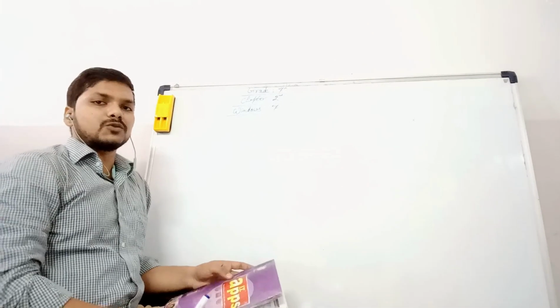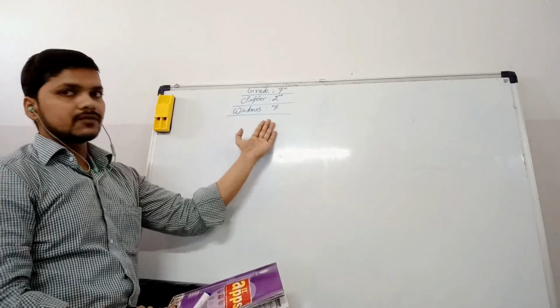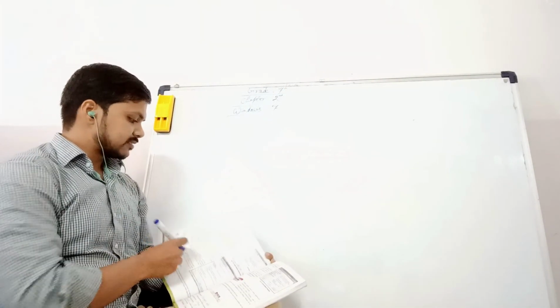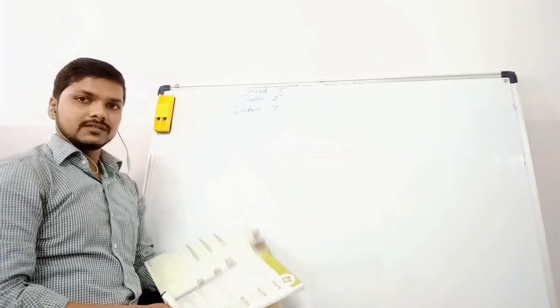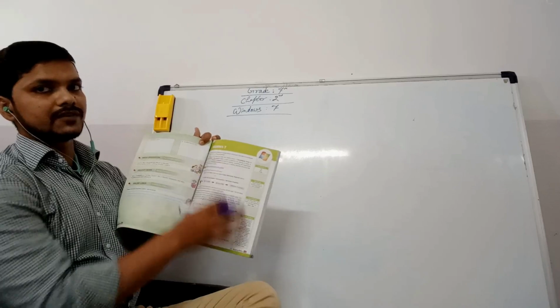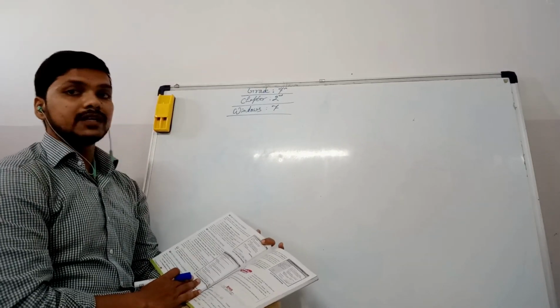Dear students, today we are going to solve the exercise of chapter number 2, that is Windows 7 for class 7. Now open chapter number 2, that is at page number 15. This is page number 15 where we can see the chapter name is Windows 7. Now open the exercise of this page. Come to page number 21.